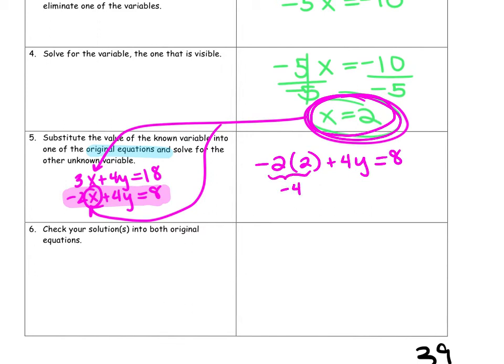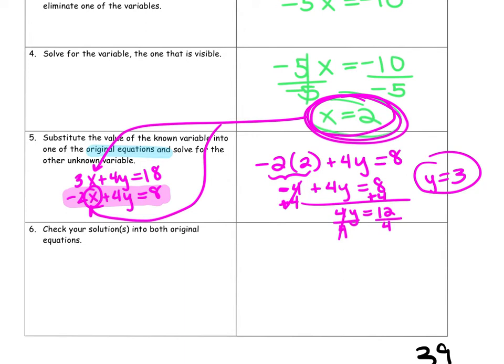So we have negative 4 plus 4y equals 8. Add the 4 to both sides, right? Undo that subtraction with addition. And I have 8 plus 4 is 12. Divide everything by 4 and we get y to be 3.